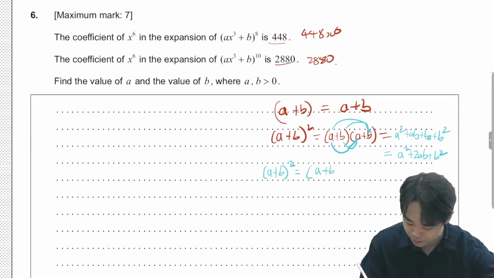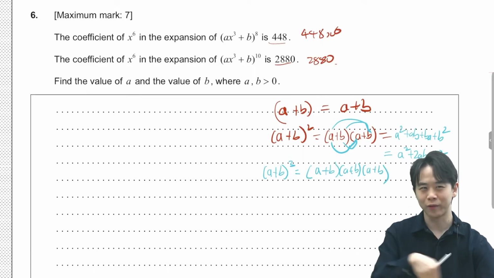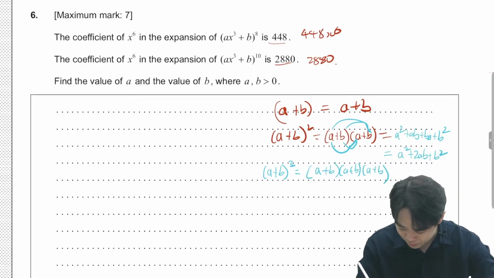If we do it 3 times, where we have 3 multiples of a plus b, it's going to get a bit tricky, but the idea is the same. We try to find one term from each binomial. So for instance, the first term might involve taking the first terms: a times a times a.